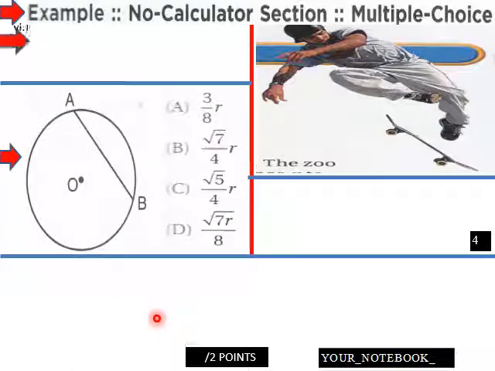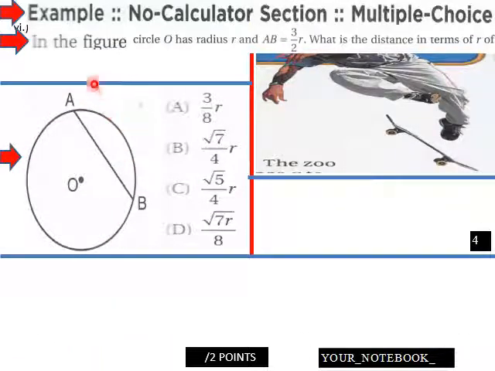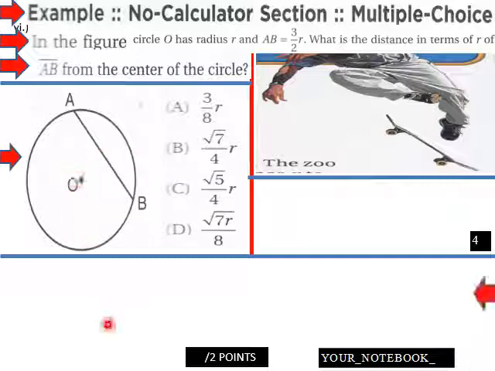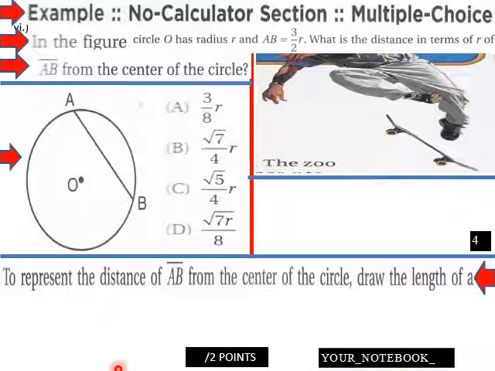So we have another situation here where we have a circle. In the figure, circle O has radius r. We have radius r that isn't seen. AB equals 3/2 r, so it's 3/2 of the radius, this chord. What is the distance, in terms of r, of AB from the center of the circle? So we want to know this distance here. How do we find that?